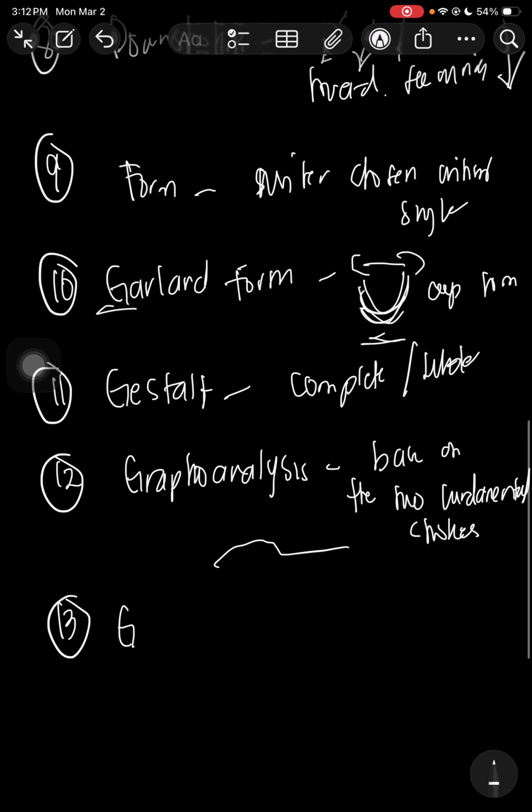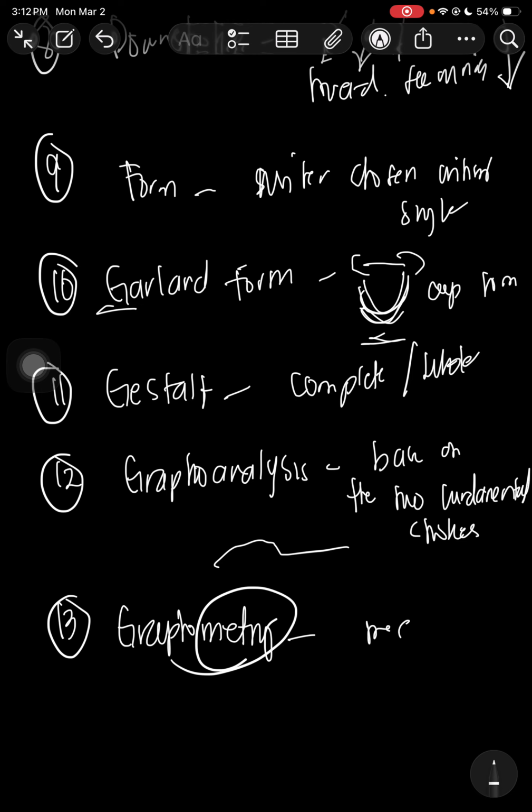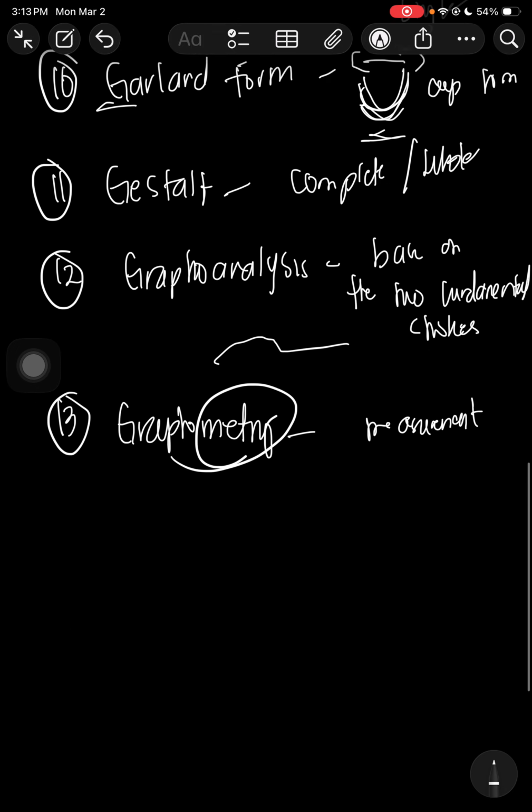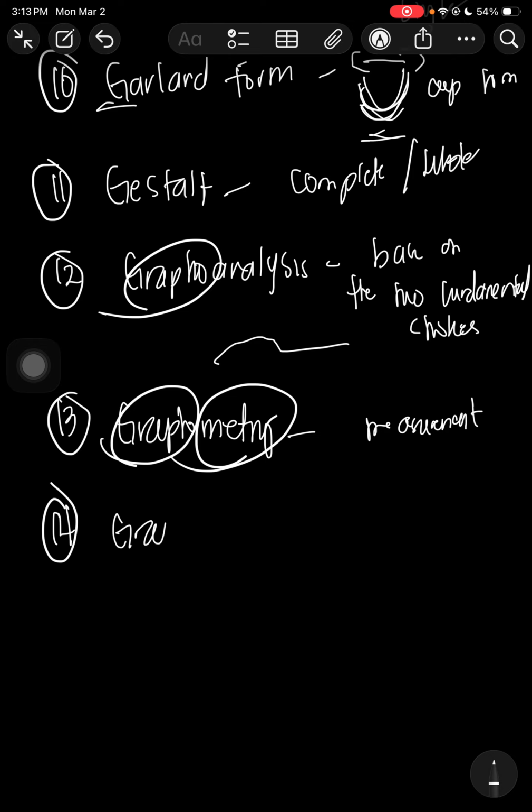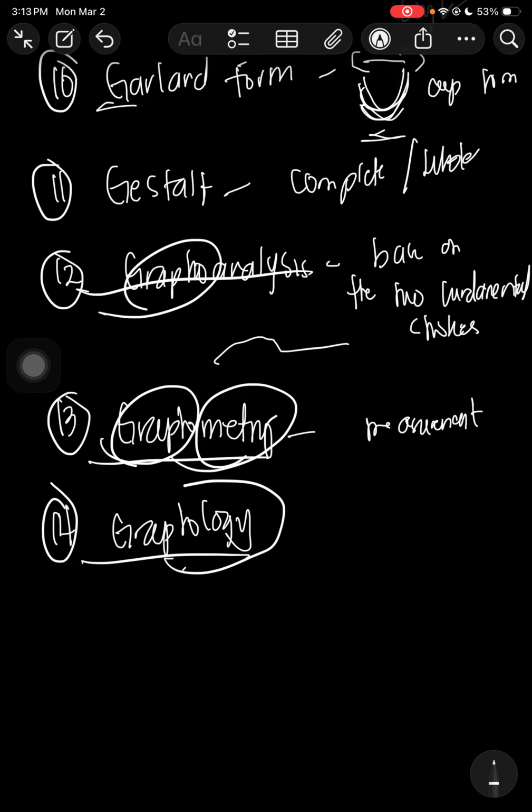Next is the graphometry. Analysis by comparison and measurement. Kaya nga may metry, measurement. Next is the graphology. So, lahat sila may grapho. Pag malilito sa grapho analysis, graphometry, graphology.